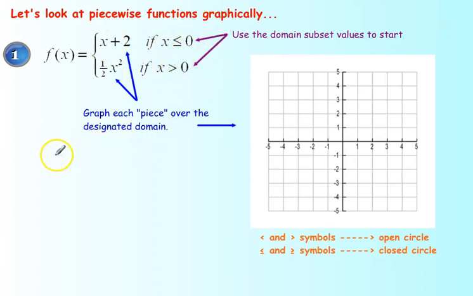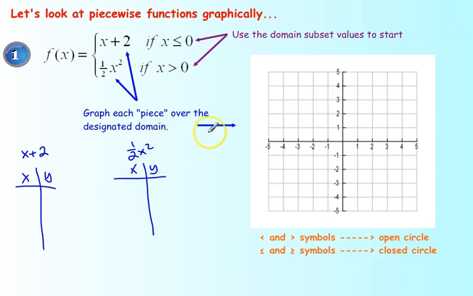So here's what we're gonna do. We are going to write each rule separately down here. And we're going to make an XY table for each rule. So we're going to find at least 3 points. That's the minimum you have to do. 3 points for each rule, and then we'll graph it.